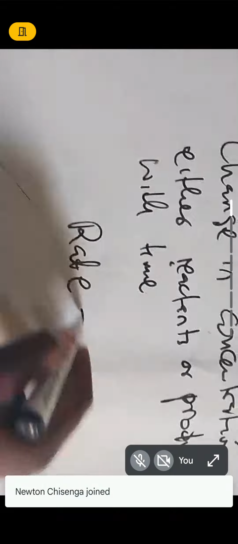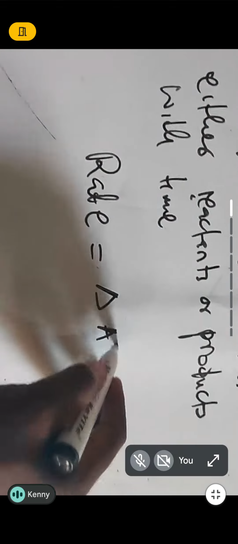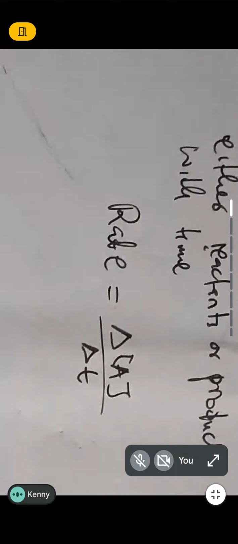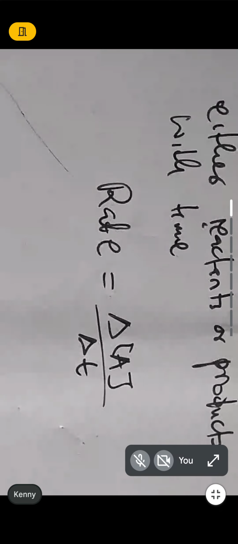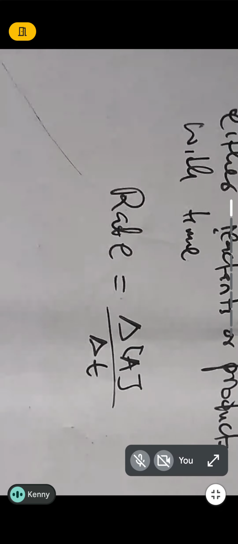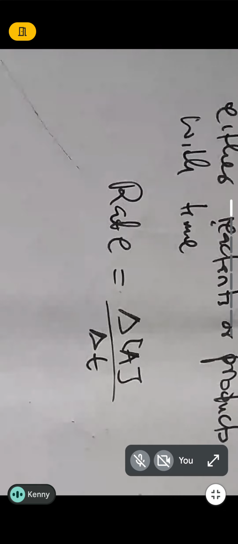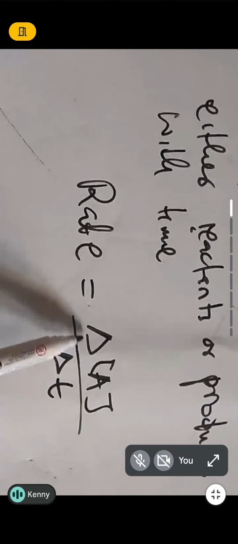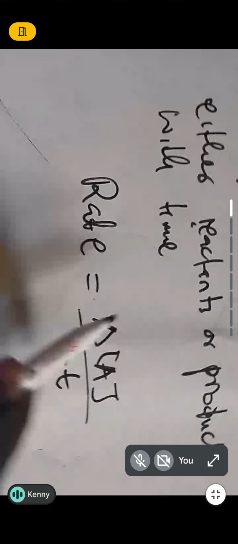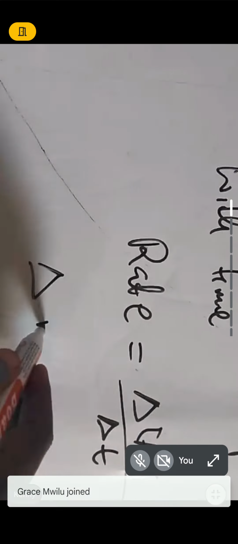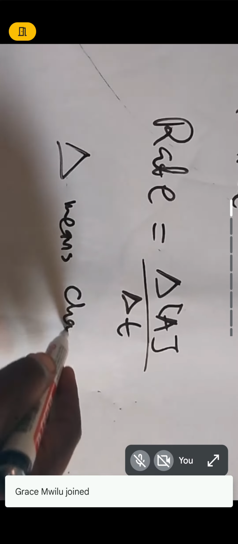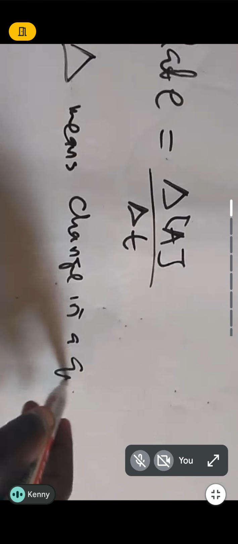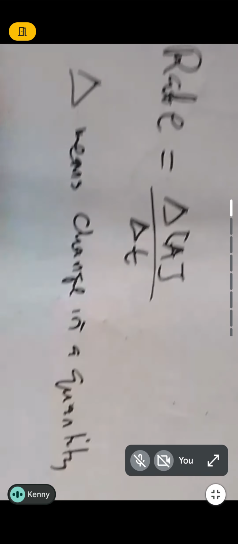Okay, so now we can define a rate as rate is equal to delta A over delta T. So in this case, A can be a reactant or a product. This delta means change in a quantity.